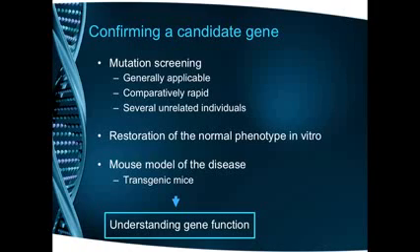For example, you can transfect the cloned normal allele into your cultured disease cells and do it that way, or you can make a mouse model of disease, and transgenic mice have been extremely important in that. So if you have a gene where you're suspecting a loss of function, then you can do a knockout of that gene in the mouse and see what happens. Or if you suspect a gain of function, then you can knock in, basically, the disease allele. And all of that leads to better understanding of gene function.